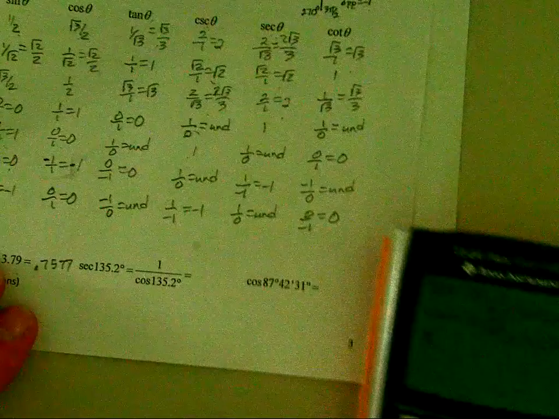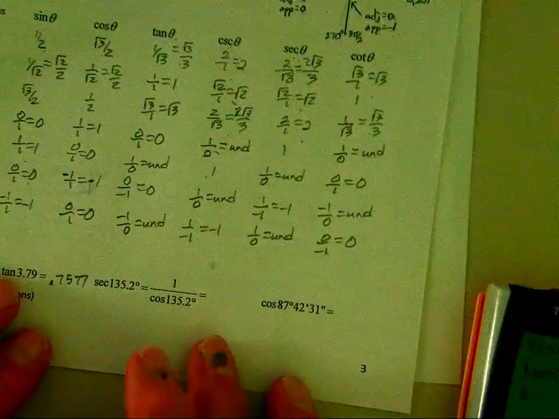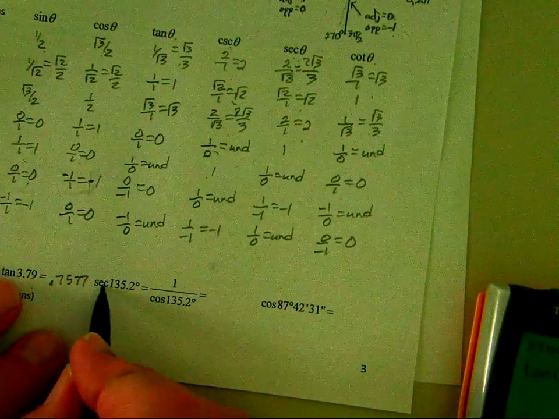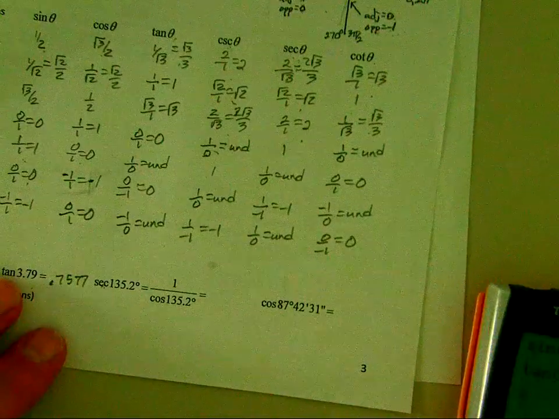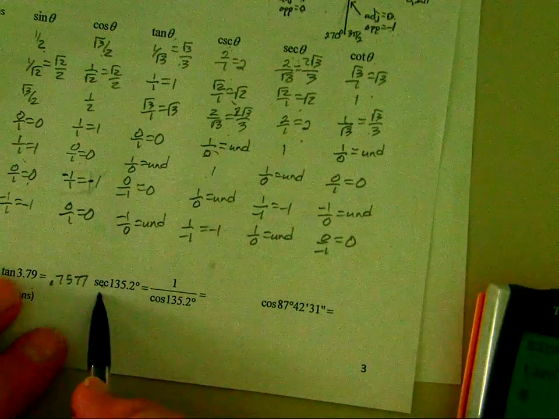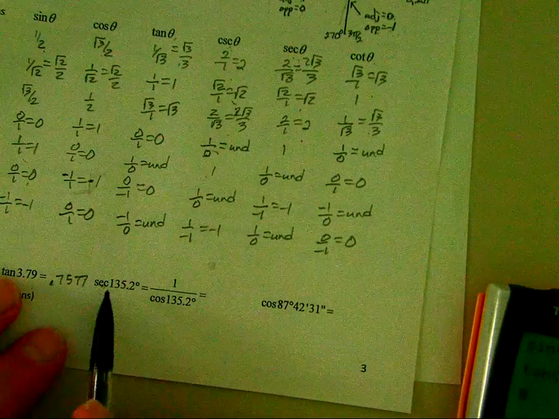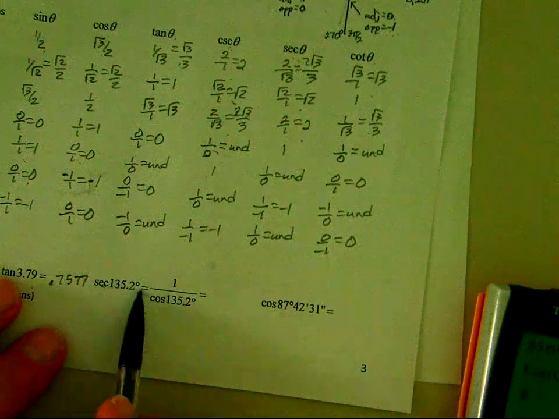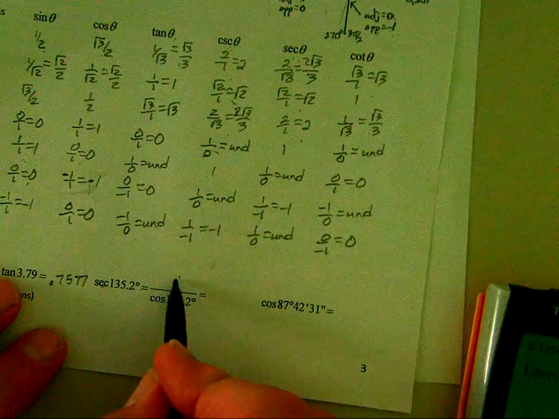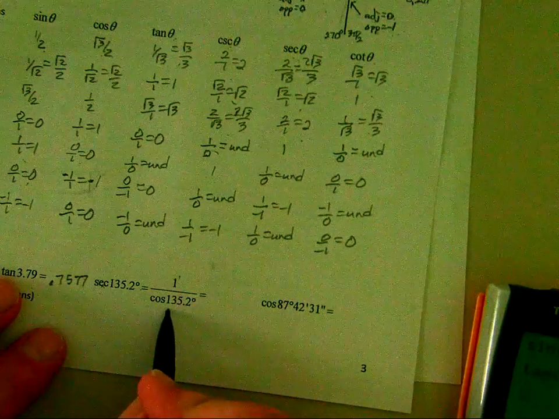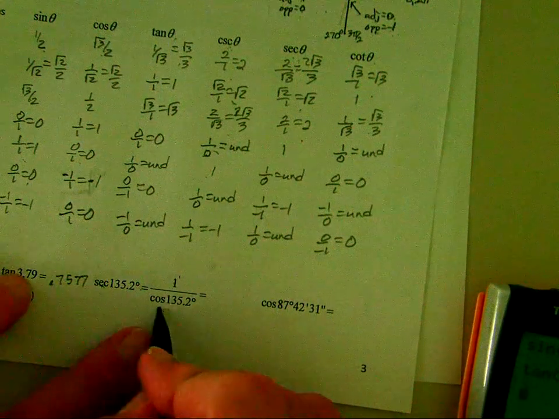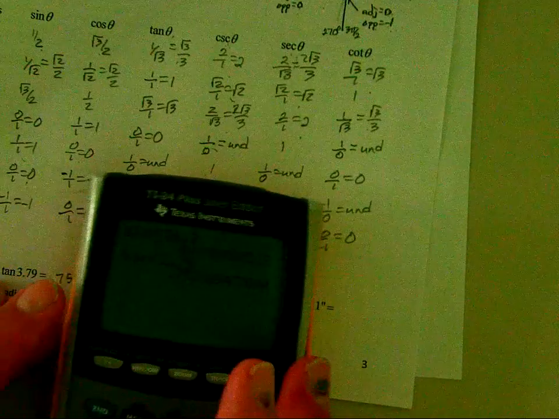Just make sure you check degrees and radians. The reciprocal functions are a little trickier. If you want to find secant, there is no secant button on your calculator. So if you want to find secant, you need to think of it as the reciprocal of cosine, and that's what I say in my head. The secant of 135 is the reciprocal. The reciprocal means I put 1 over the whole thing. So it's the reciprocal of the cosine. So that's what we're going to do on our calculator.